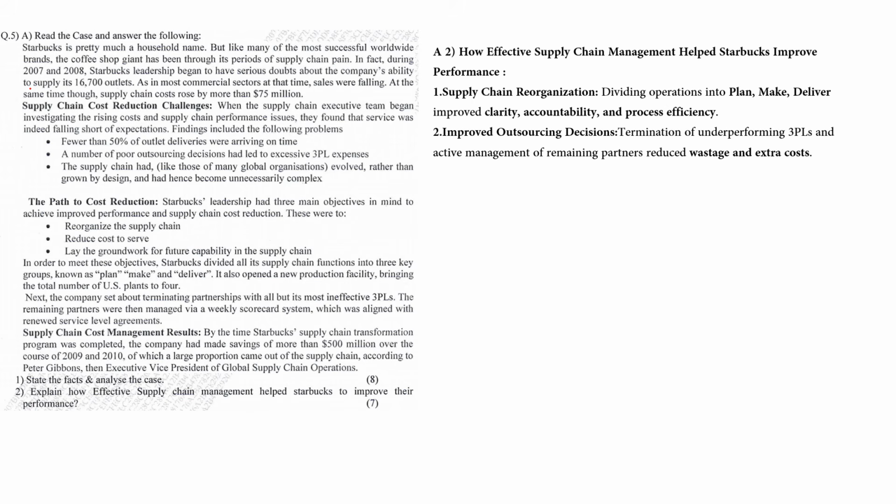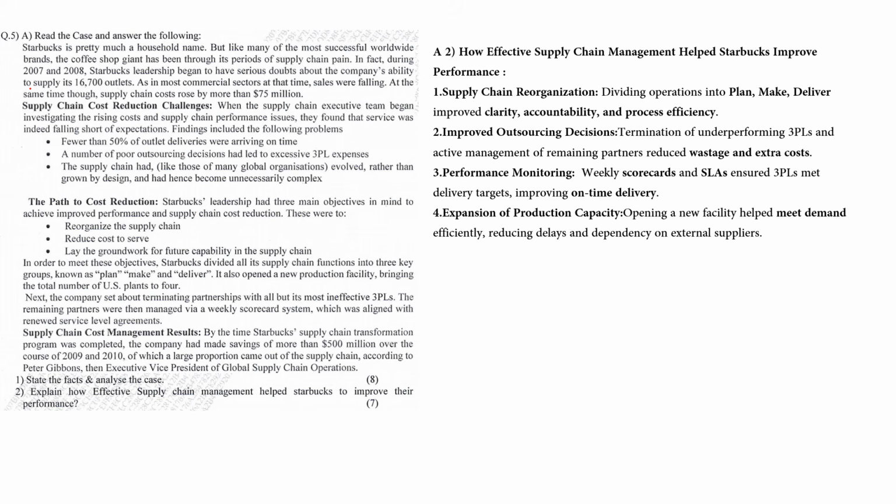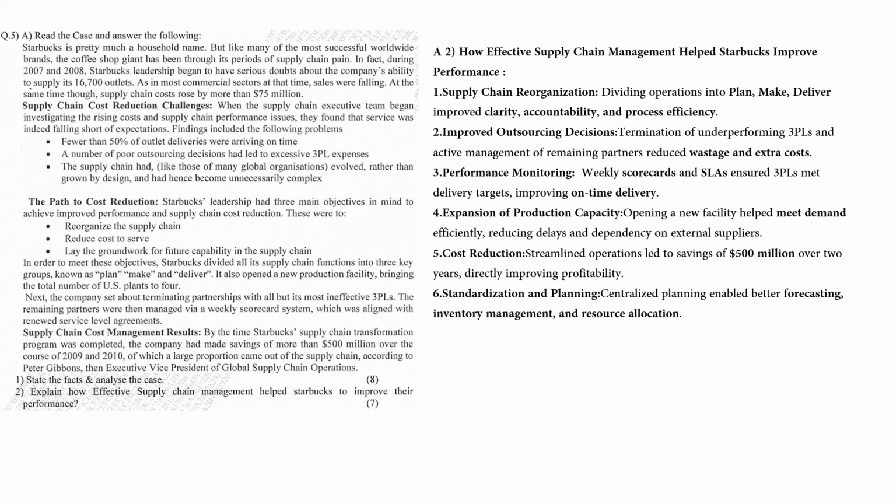Second, improved outsourcing decisions. Termination of underperforming 3PLs and active management of remaining partnerships reduce the wastage and extra cost. Third, performance monitoring. The weekly scorecard which they had spoken about ensured the 3PLs met delivery targets, improving on-time delivery. Fourth, expansion of production capacity. Opening a new facility helps meet demand efficiently, reducing delays and dependency on external supply. Fifth, streamlined operations led to savings of 500 million over 2 years, directly improving profitability.